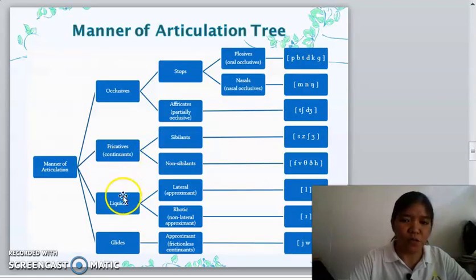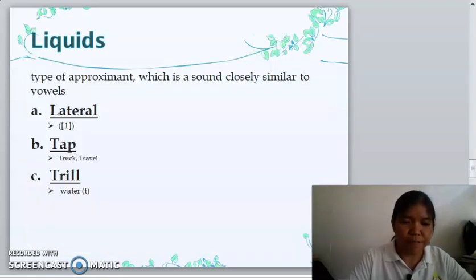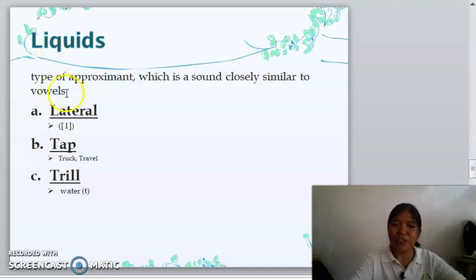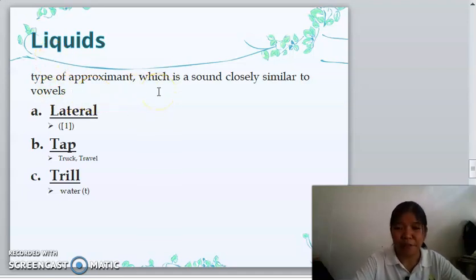After fricatives, we go to liquids. And what are liquids? Liquids are type of approximants which is a sound closely similar to vowels. So, for example, an example here is the sound of L. What vowel is similar to L? A, E, O, U. I don't know.